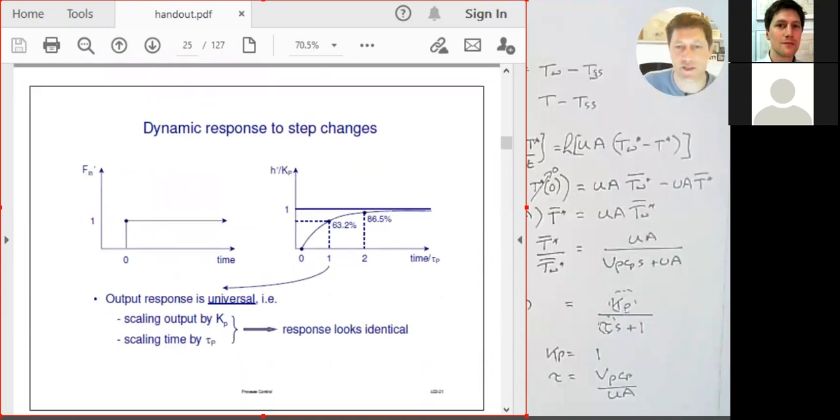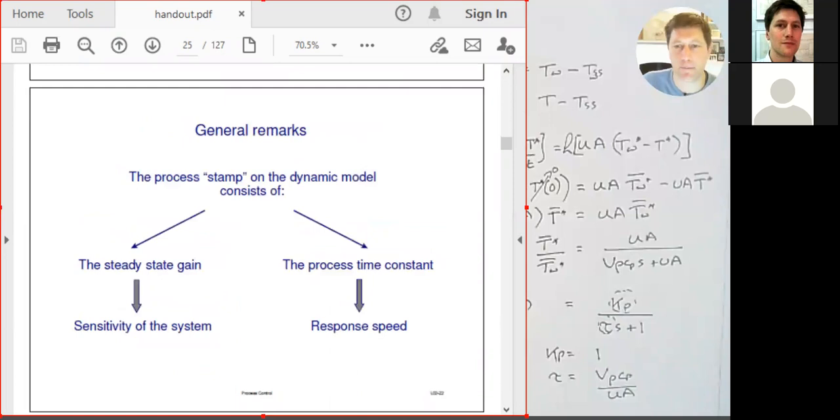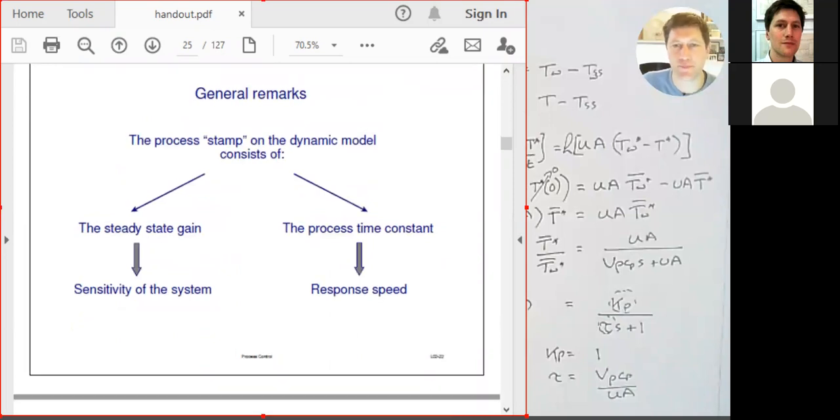That's just what we've looked at, where we're looking at Kp and tau, gain and time constant. For any system of that form, the response is identical. It will look like that. It's just a case of calculating what tau is and what Kp is for your system, and then you know what the response is going to be. So the two characteristics are the time constant and the steady state gain. The gain determines sensitivity of the system, and the time constant determines the response speed. And that's what we covered.